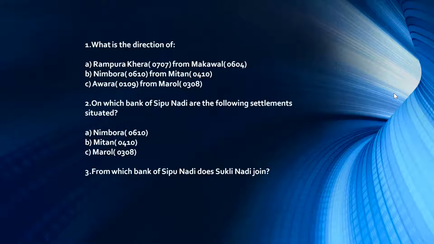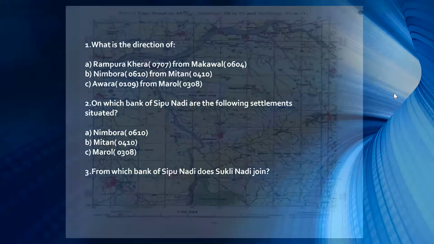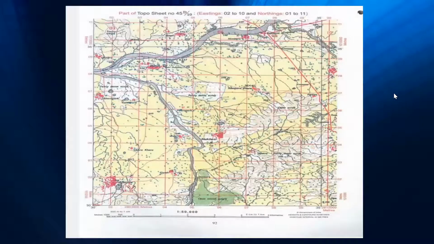A-W-A-R-A. Awara is 0109, the four figure of Awara is 0109, from Marol 0308. I'll circle it for you for your convenience. So the direction of Awara from Marol. Go and stand at Marol and look at Awara, west. It's straight, no? So on your left-hand side, straight. So it's on the west.